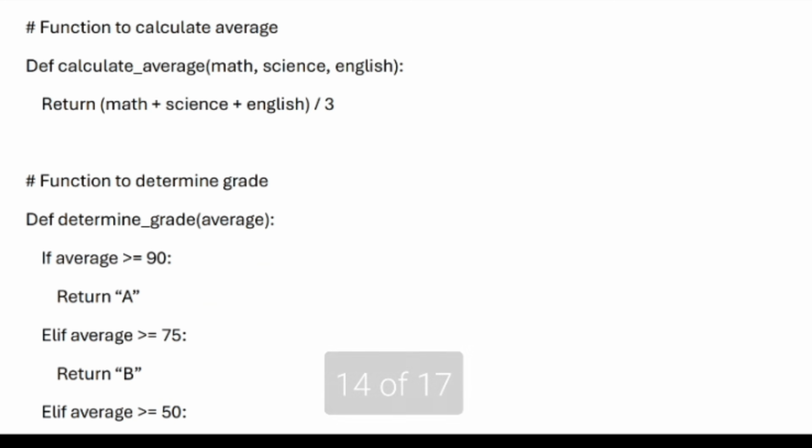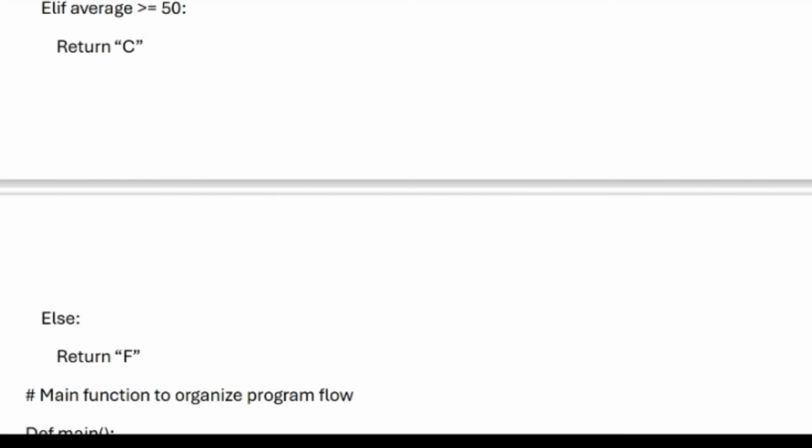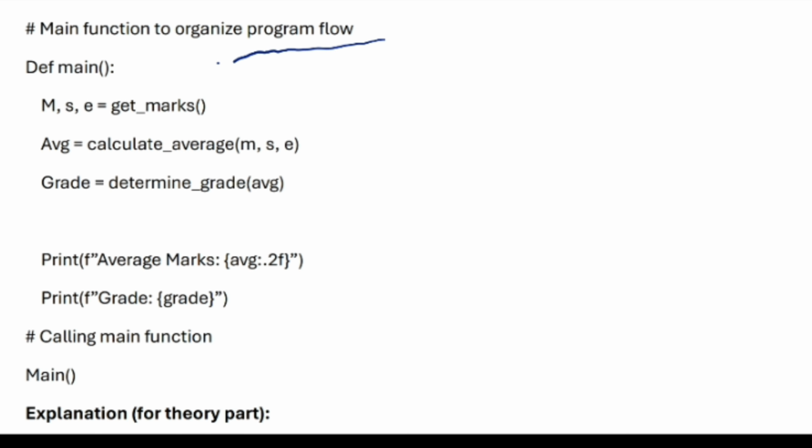After that, you have to go for the average function. We have to use the formula, and you will get the average function. Then you have to determine the grade, based on the average marks, and return the grade. You will get each subject mentioned in the question, and based on that you have to add here. Less than 50 is C grade, below 50 is F grade, as mentioned in the question also. And the main function is organized by the program flow.